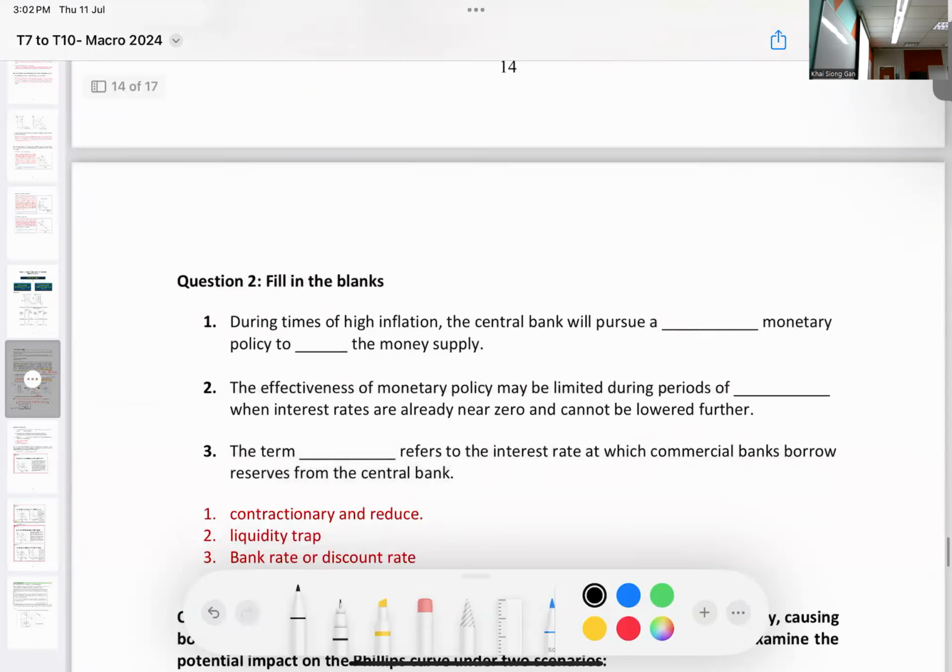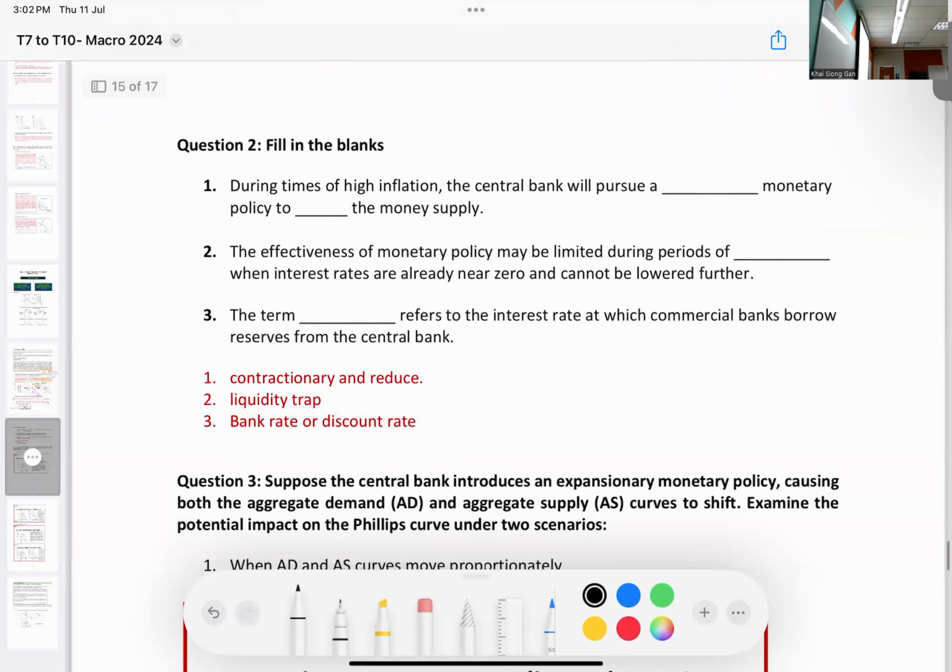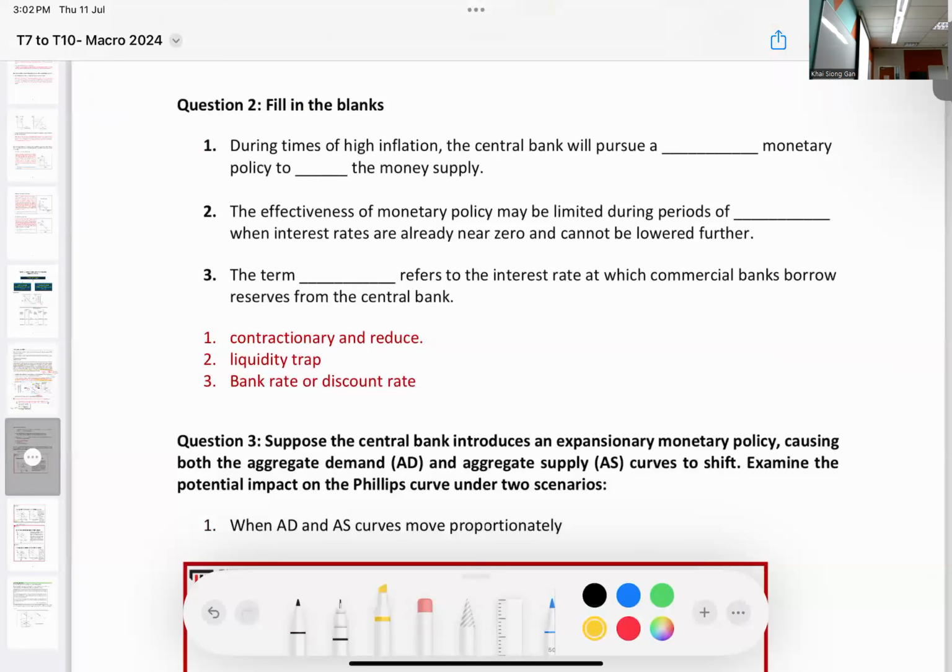Okay, move on. Next question. Question 2, fill in the blanks. During times of high inflation, the central bank will pursue what? Inflation is very high, like what we learned just now. So they will use contractionary monetary policy to reduce the money supply. So easy. This really gives me the memory of A level, fill in the blanks, foundation. Very rare to see this already.